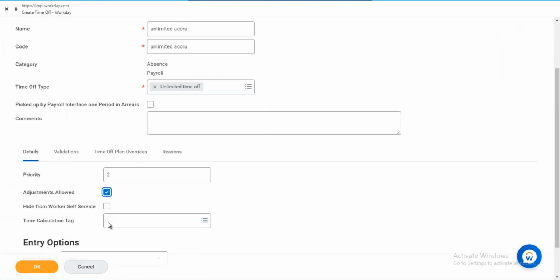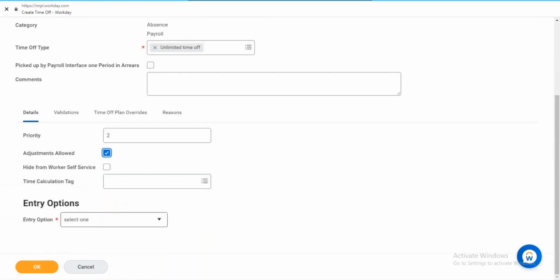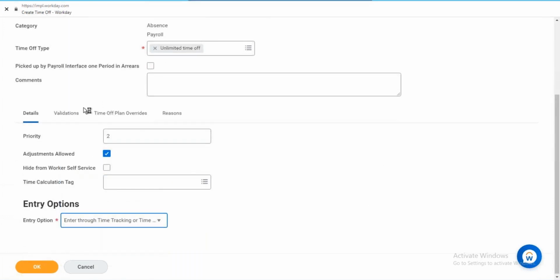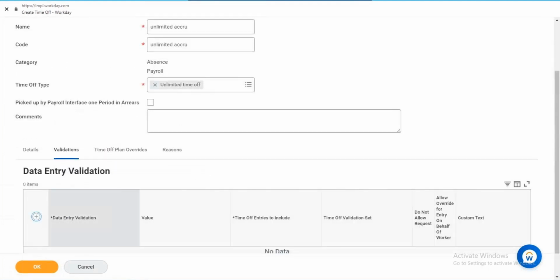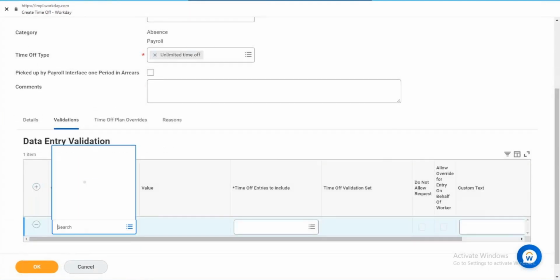So hide from self-service when you don't want your worker to request this time off plan. They can misuse this kind of time off plan, so only HR should do it. Then you need to check this box. Okay, validation, if you want to add validation such as increment.